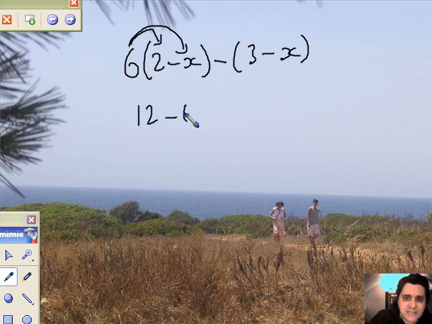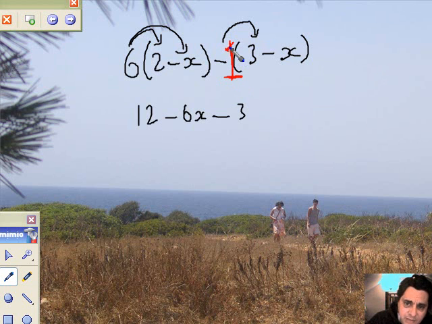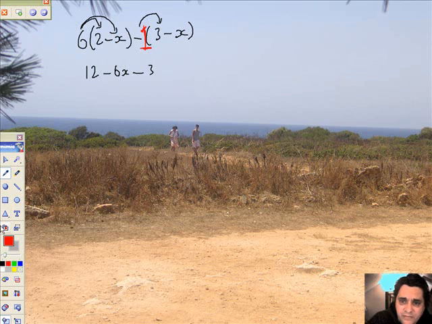6 times minus x, that's minus 6x. Now be very careful with this. Minus 1 times 3 is minus 3. I've got an invisible 1 in front of the bracket, I'm going to write it in though, never you do this ever. So I've got minus 1 lots of 3, and that's going to be minus 3, and minus 1 times minus x is plus x. Quite tricky, isn't it?